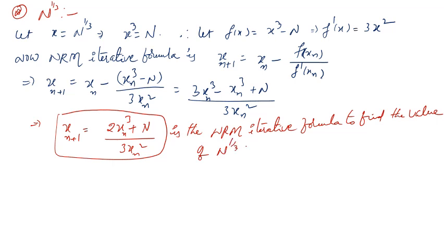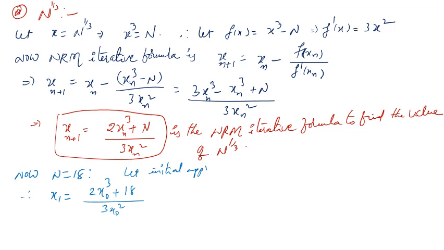Now n is taken as 18. Therefore, what is the x1 formula? x1 is nothing but 2x0 cube plus 18 by 3x0 square. Here let the initial approximate root be x0. How to select the initial approximate root? 18 means what is the cube root of 18? It is a little more than 2. So let me take x0 equal to 2.